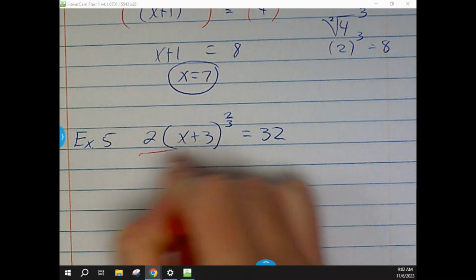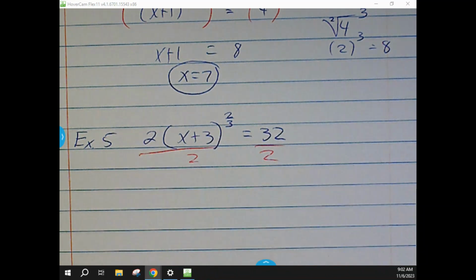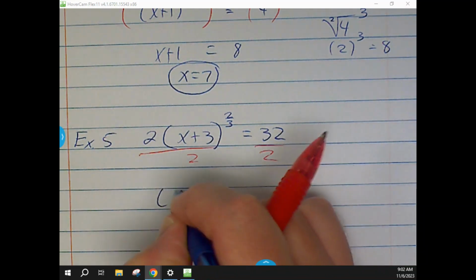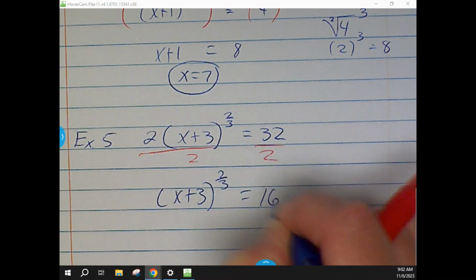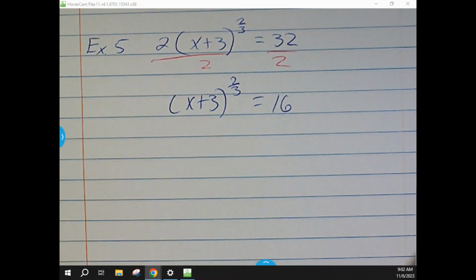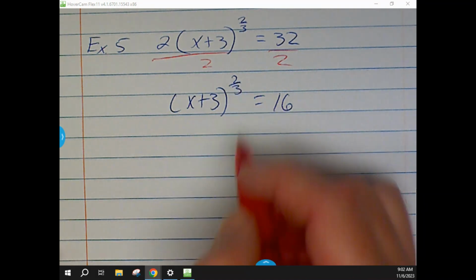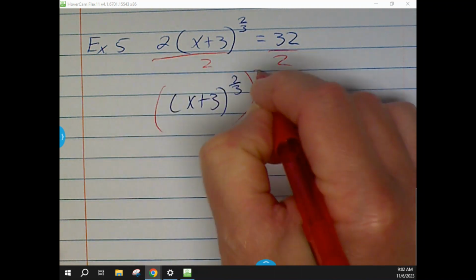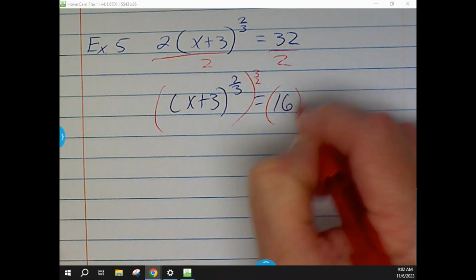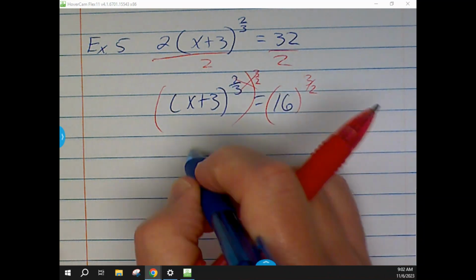All right, so first step, again, got to get this x by itself, so we're going to divide everything by 2. Should give you x plus 3 to the 2/3 power equals 16. Okay, and then same concept on this one. If you've got whatever the power is, we're just going to take that power and multiply by the reciprocal power. Again, cancel, leaves you with an x plus 3.